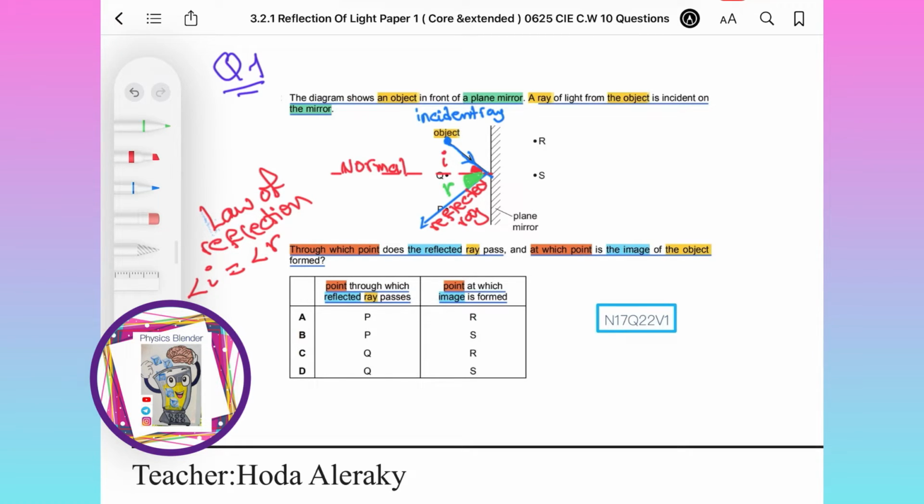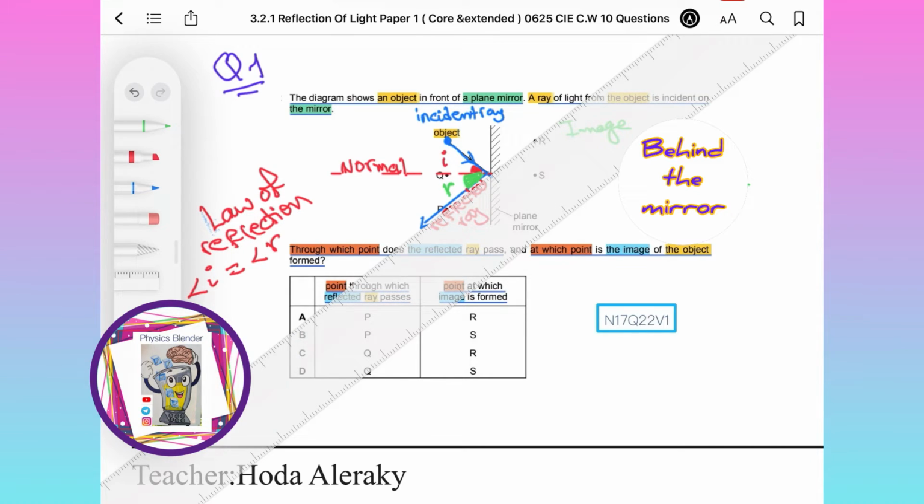The question here: through which point does the reflected ray pass, and at which point is the image of the object formed? The image is formed in front of the object at equal distance but behind the mirror. Here, this is behind the mirror. At equal distance. So the reflected ray, we will draw an extension for this reflected ray, so it will lead you to the position of the image.